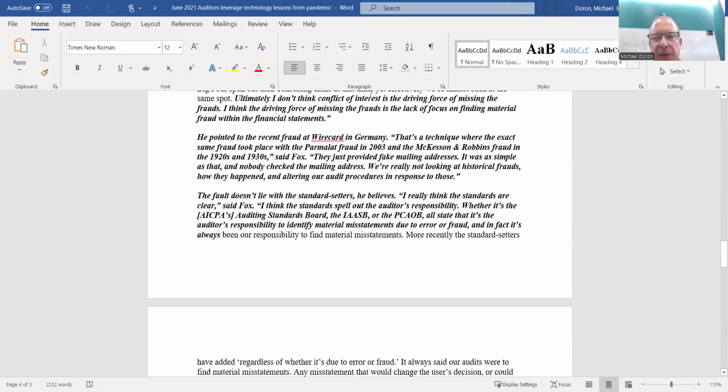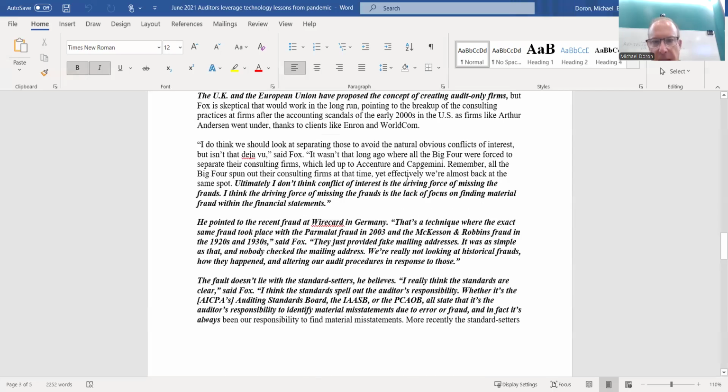Ultimately, I don't think conflict of interest is the driving force of missing the frauds. I think the driving force of missing the frauds is the lack of focus on finding material fraud within the financial statements, not being focused on testing for fraud.